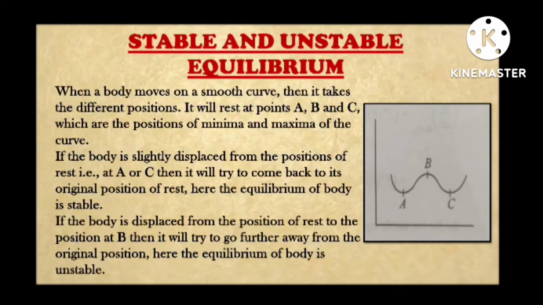Stable and unstable equilibrium. When a body moves on a smooth curve, it takes different positions. It will rest at points A, B and C, which are the positions of minima and maxima of the curve. Now if the body is slightly displaced from the position of rest, that is at A or C, then it will try to come back to its original position of rest. Here the equilibrium of the body is stable. Whereas if the body is displaced from the position of rest at B, then it will try to go further away from the original position. Here the equilibrium of the body is said to be unstable.